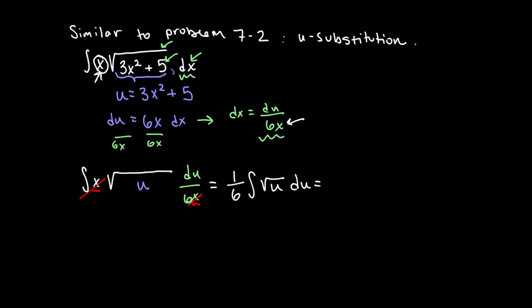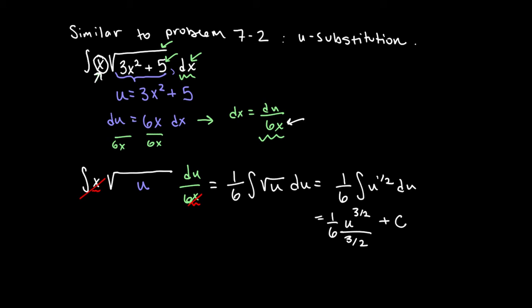So now we can integrate here. So that's 1/6 integral, I'm going to rewrite it as u to the 1/2, because square root is the same as power 1/2, du. To integrate using the reverse power rule, we add 1 to the power. So that would be 1/6 u to the 3/2 when we add 1 to the power, divided by the new power, so divided by 3/2, plus a constant.